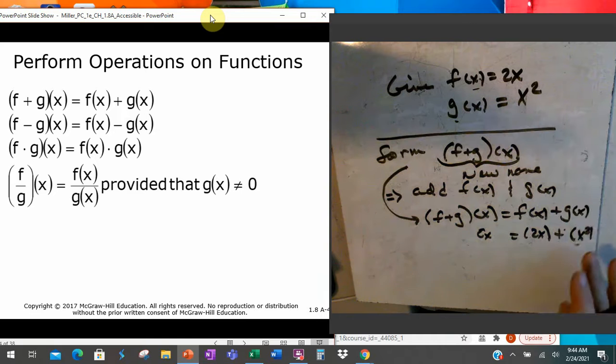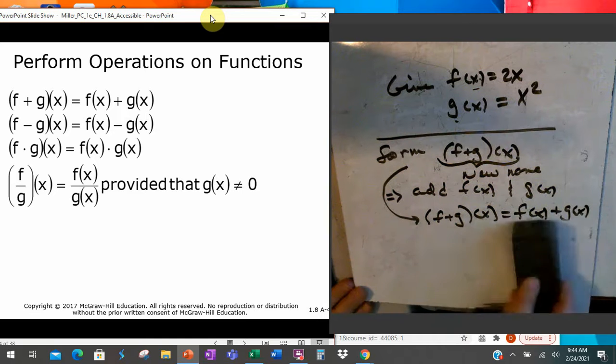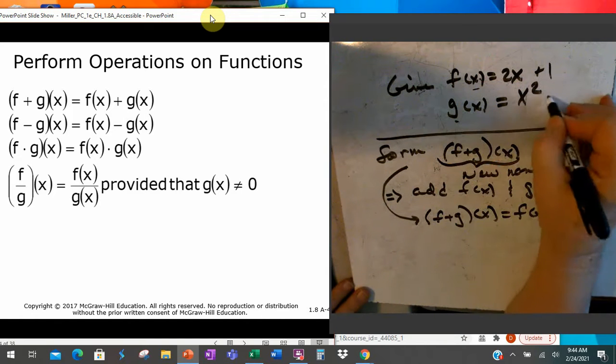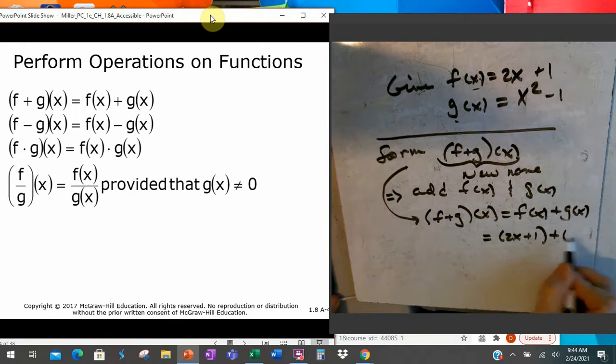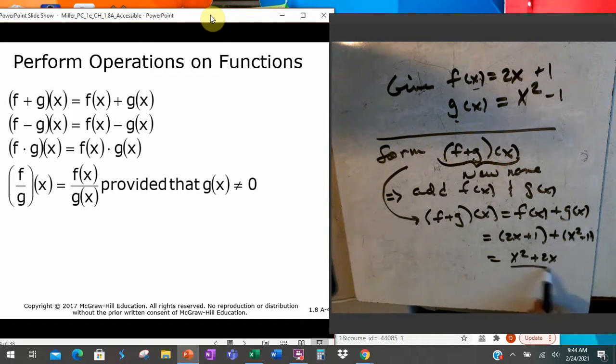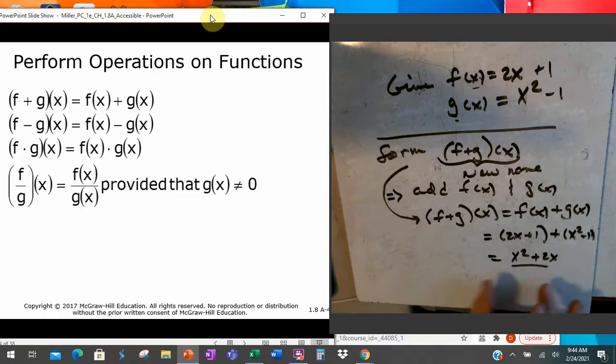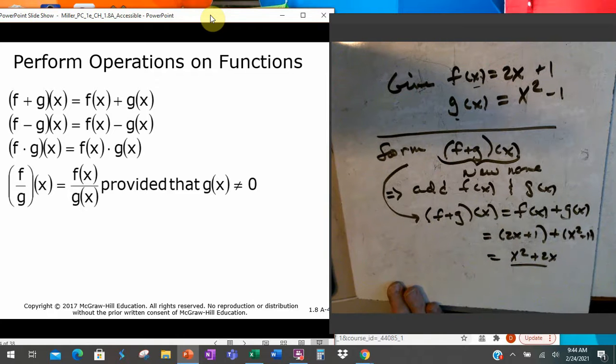So let me change this a little bit so we'll have plus 1 and minus 1, okay? So if I did this one, this would be 2x plus 1 plus x squared minus 1. Positive, positive, I get to drop the parentheses. So this would look like x squared from this one, plus 2x from that one, and then plus 1 minus 1, that would just be 0. So that's what the new function from two old functions looks like. New functions from old.